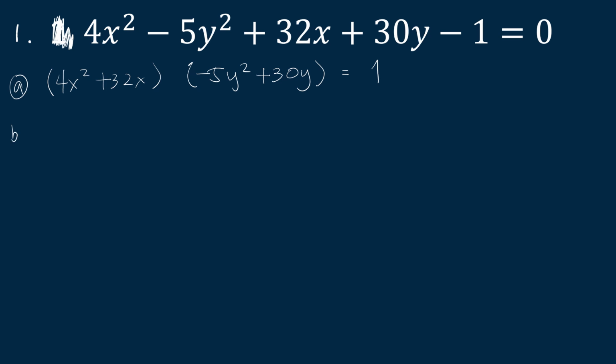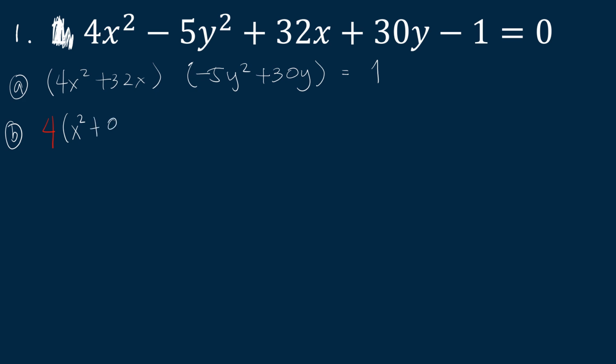And then for letter B, we can now write or factor out 4 on our variable x. So it becomes x squared. And 32, we divide it by 4. When we say factor out, both of the constants should be divided by the number. So 32 divided by 4, it will become 8x.